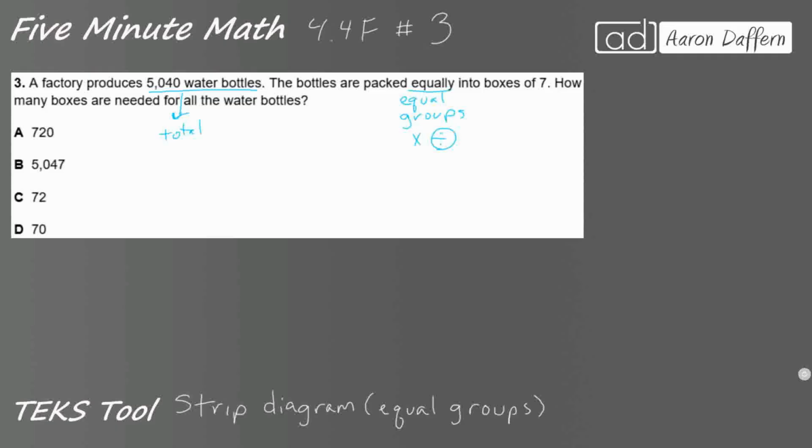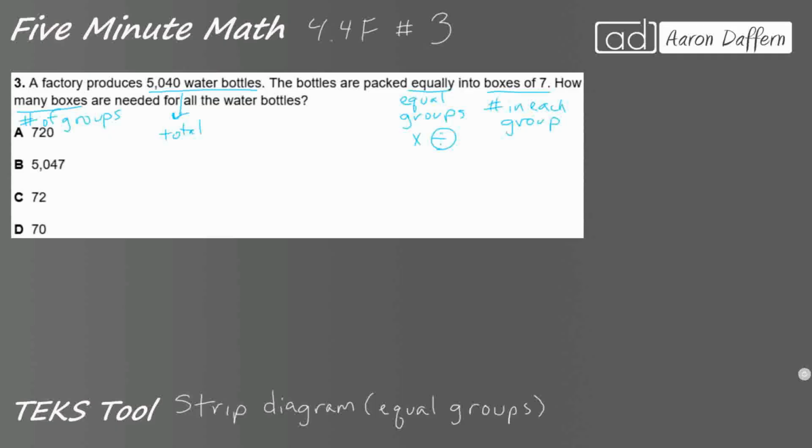So there are boxes of 7. The bottles are being packed into boxes of 7. So this actually gives us the number in each group. We know that each box is going to have 7, and what we're looking for is how many boxes. We're looking for the number of groups. We don't know how many boxes of 7 we need to get 5,040 water bottles, but I can tell you it's going to be a lot.